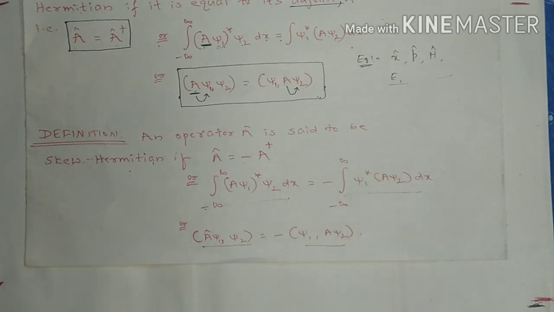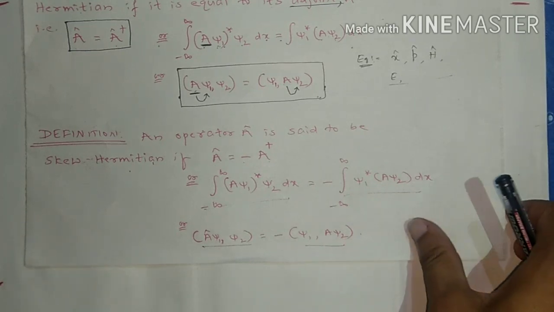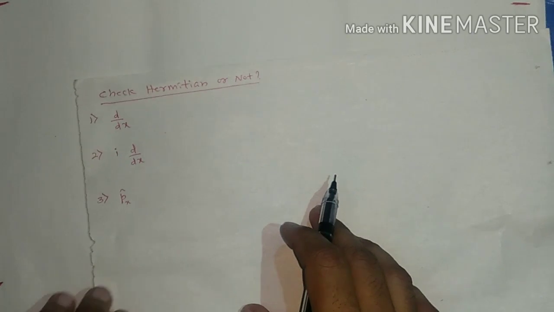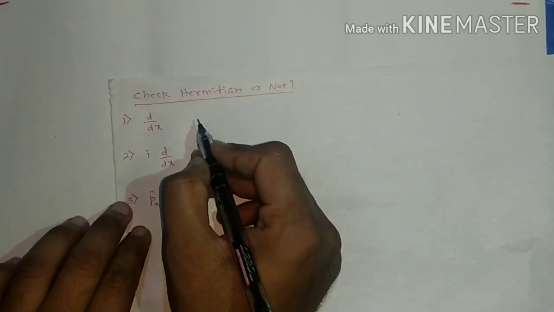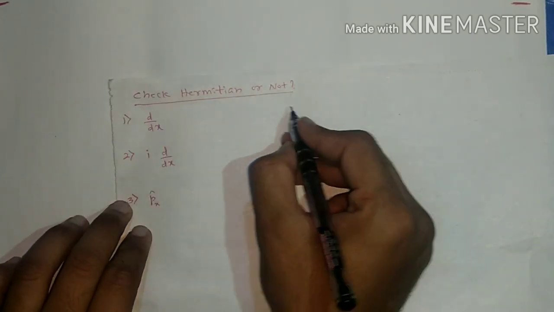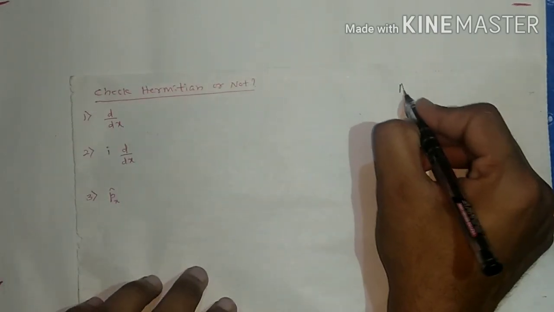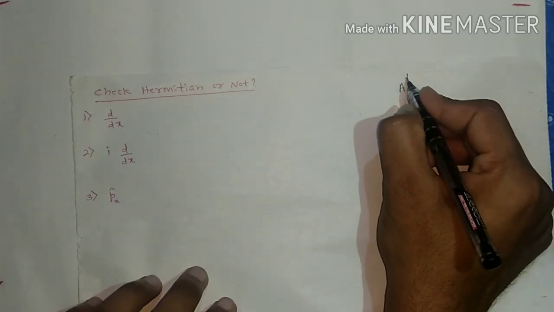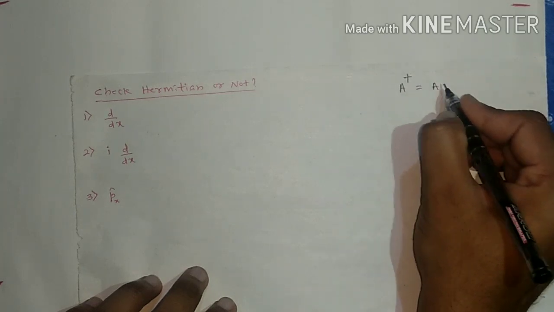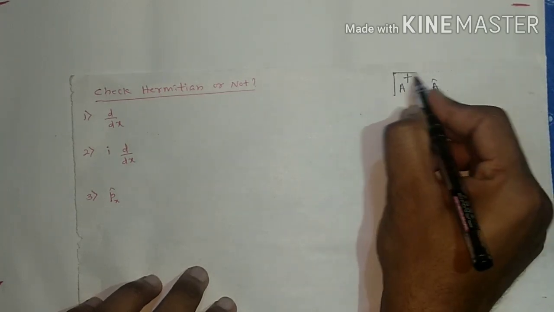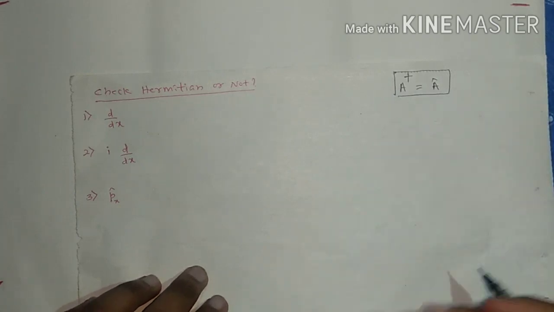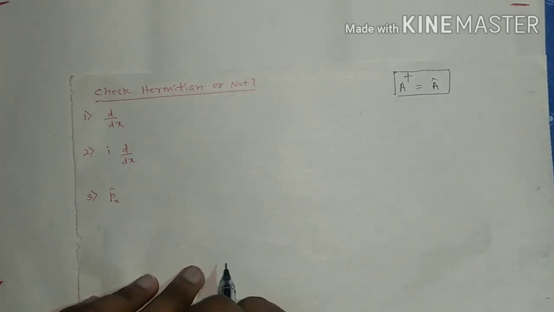Now let us solve some problems. Let us take some operators and check whether they are Hermitian or not. Very simple: d dx. To check whether this is Hermitian or not, the condition is that if you take the dagger of A, A dagger, then again it should be A.